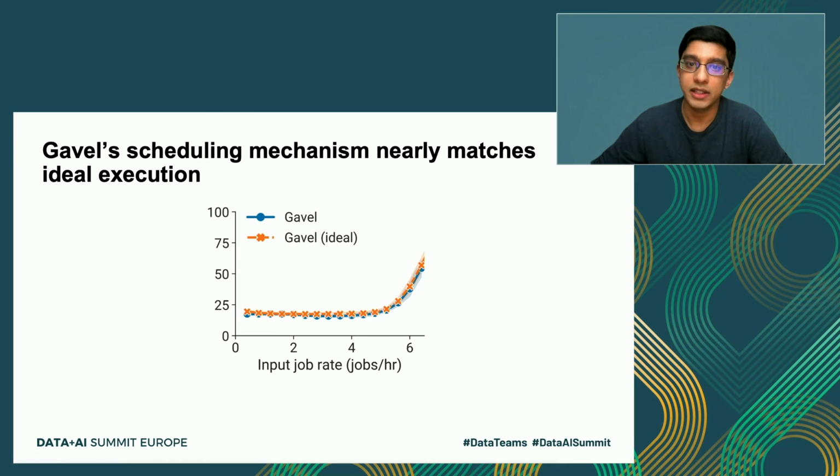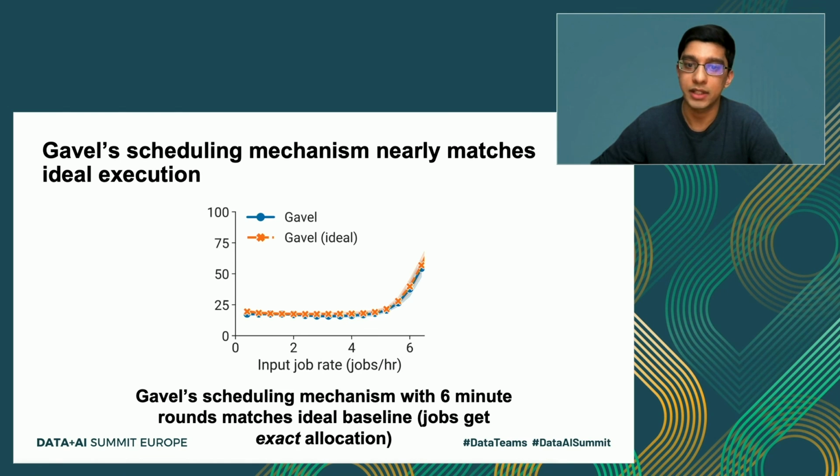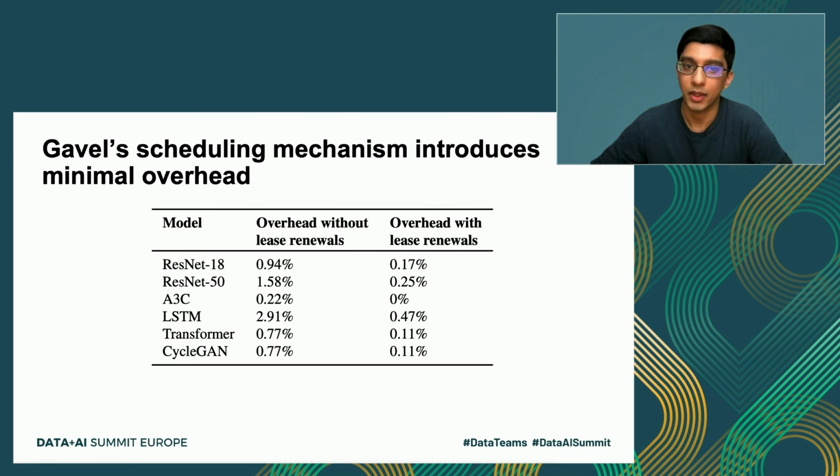So now let's look at whether Gavel's scheduling mechanism can match an ideal execution, where the ideal execution is measured by trying to give every job exactly the amount of time it was supposed to receive on each resource type according to the optimal allocation. And so we can do this in simulation, and we find that with 6-minute rounds, Gavel's scheduling mechanism almost exactly matches this ideal baseline. And finally, let's look at whether Gavel's scheduling mechanism introduces any preemption overhead.